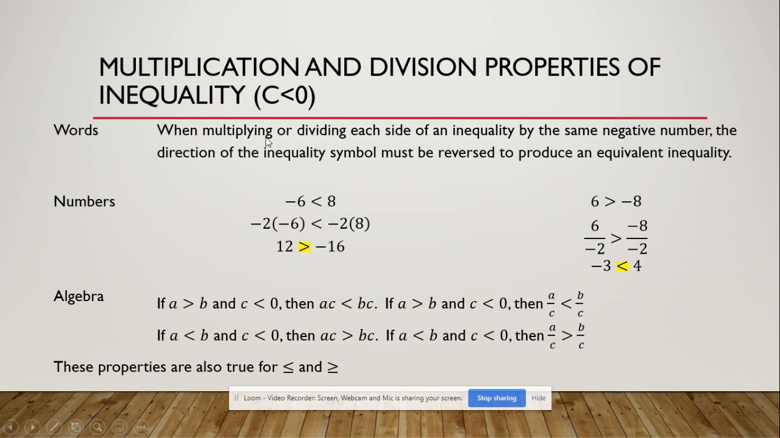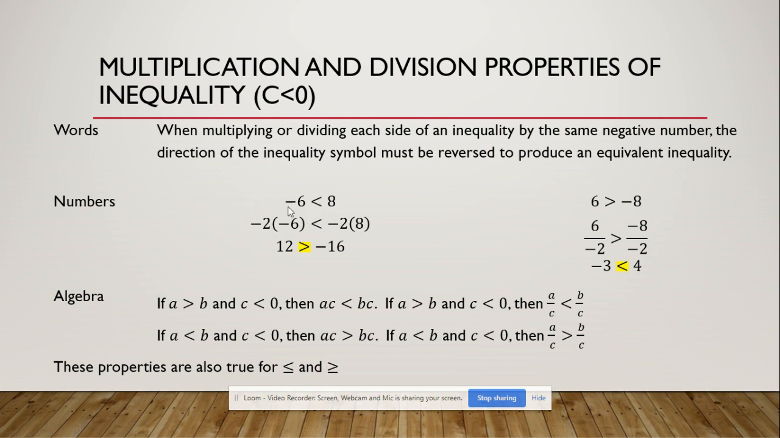Whenever we multiply or divide each side of an inequality by the same negative number, the direction of the inequality symbol has to be reversed in order to produce an equivalent inequality. Look at the numbers here to see what that means. We've got -6 is less than 8, definitely true. This time we're going to multiply by -2 rather than +2.